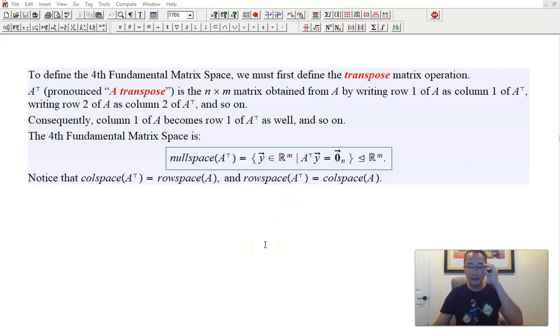Now, why aren't we studying the row space and the column space of the transpose? Well, we just said that column 1 turns into row 1. So therefore, the row space of the transpose is still just the column space of the original matrix. So there's no need to study the row space of the transpose or the column space of the transpose. We already have them from the original matrix.